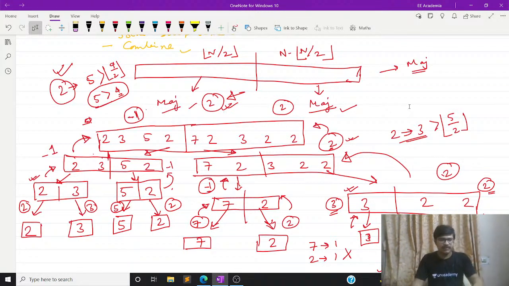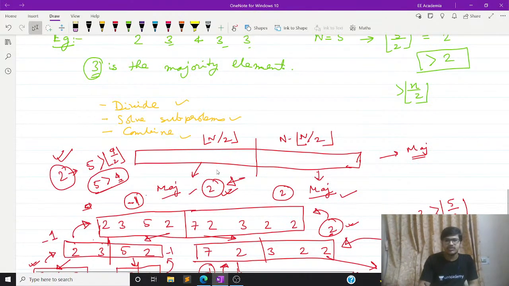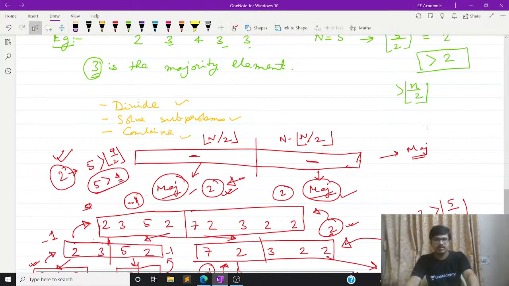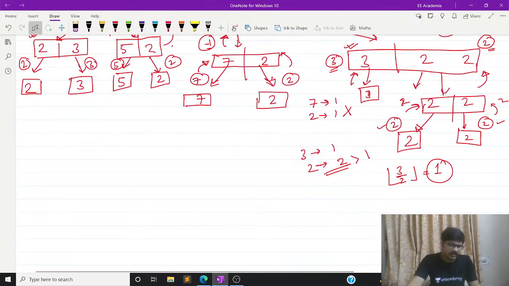The algorithm is very simple, but a very crucial fact here is to identify that the majority element in an array is going to be the majority in the left half or the right half. That is the most important part here. If you can identify that, the problem is more or less solved. So what I can do now is write the pseudocode, so that will make this problem more clear to you.